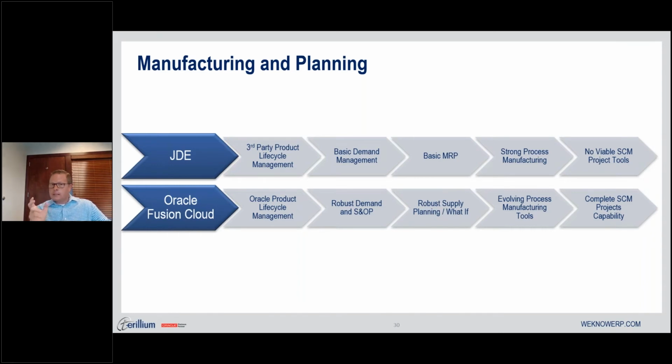Process manufacturing. It's an area where JD is still stronger. Process is evolving very quickly in cloud. The differential there is really percentage bills at this point, but cloud does deal with co-products, byproducts, and those kinds of things.